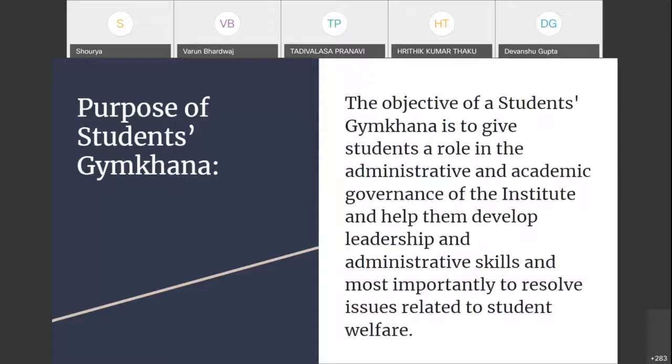The objective of Student Gymkhana is to give students a role in the academic and administrative governance of the institute and help them develop leadership and administrative skills, but most importantly, to resolve issues related to student welfare. That's the main objective of Student Gymkhana.